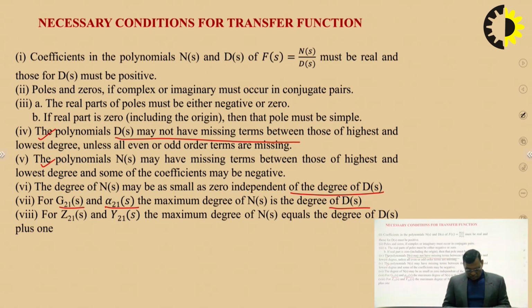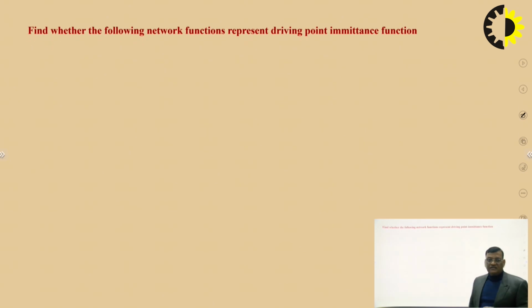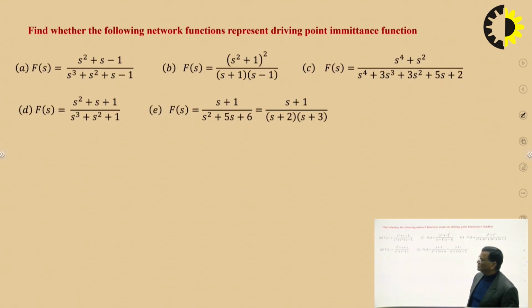So the questions may be asked: what are the necessary conditions of a network function to be a driving point impedance function? Then you have to write the previous one. What are the necessary conditions for a network function to be a transfer function? Then you have to write these properties. Once we understand the necessary conditions for a driving point and transfer function, we may be able to identify whether the given network functions are driving point impedance functions or not. So look one by one.